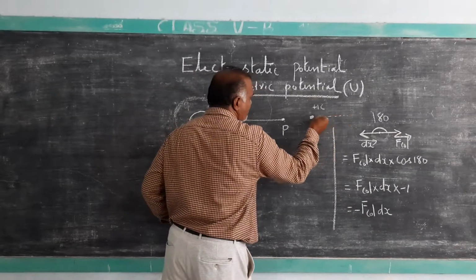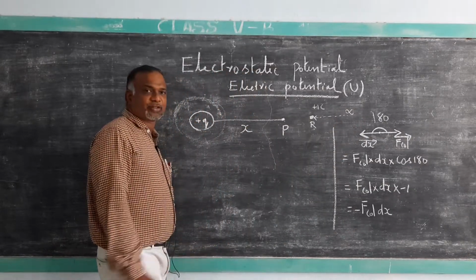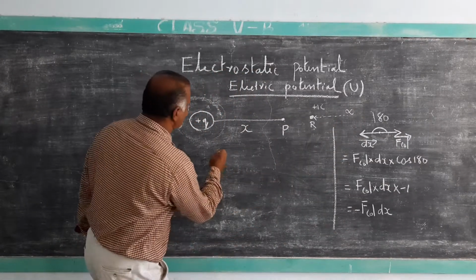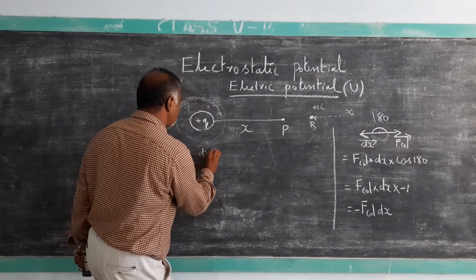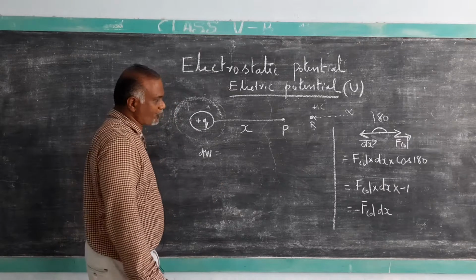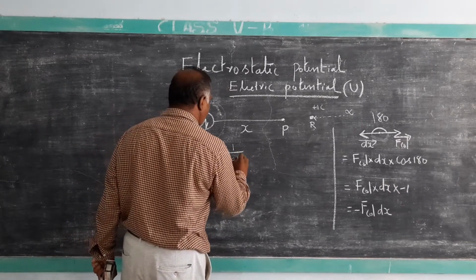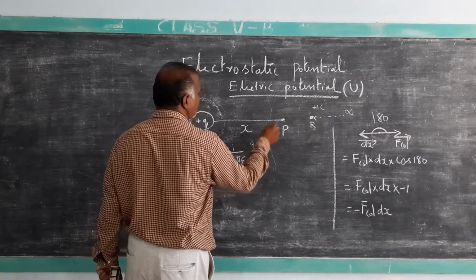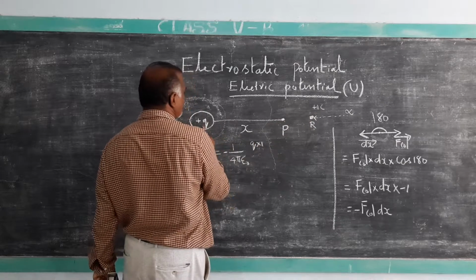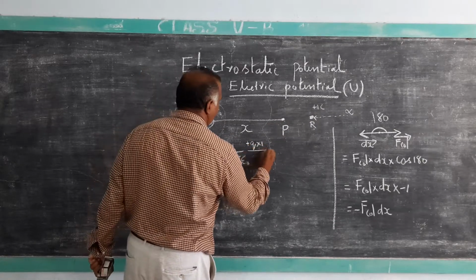We have to bring the charge from infinity to that point. Okay, what is F Coulomb? On this side dw is coming. F Coulomb is minus 1 by 4 pi epsilon naught, q into 1. This is the plus q. You put plus q into 1 divided by r squared.